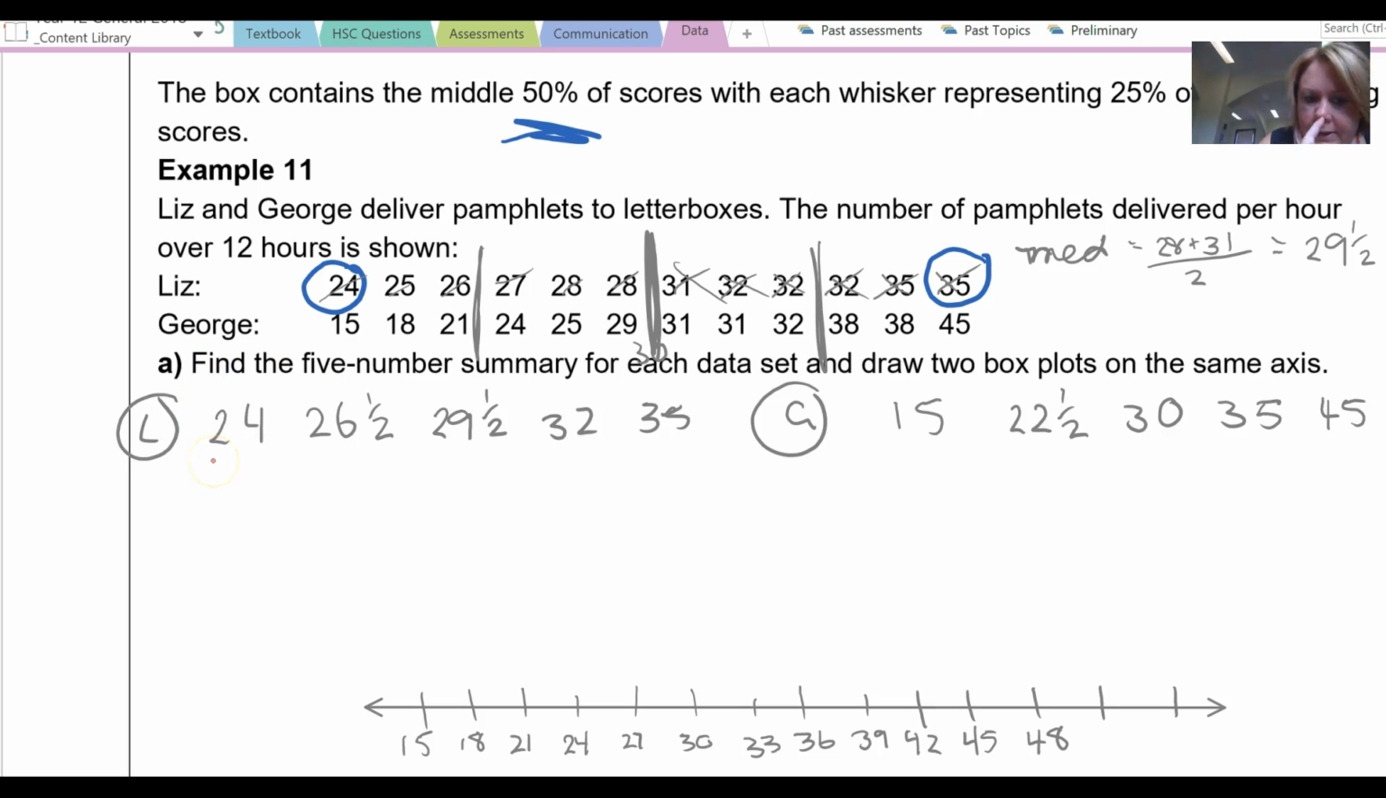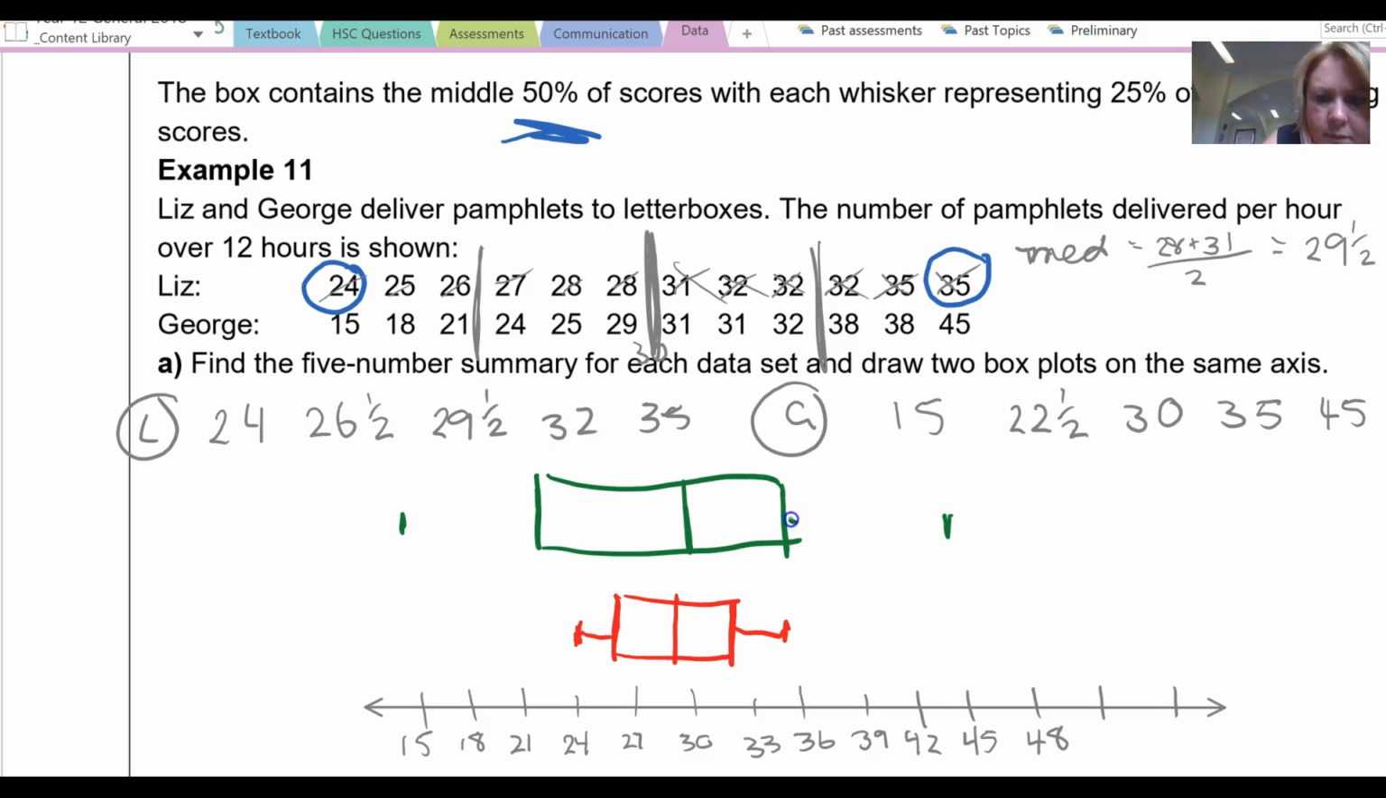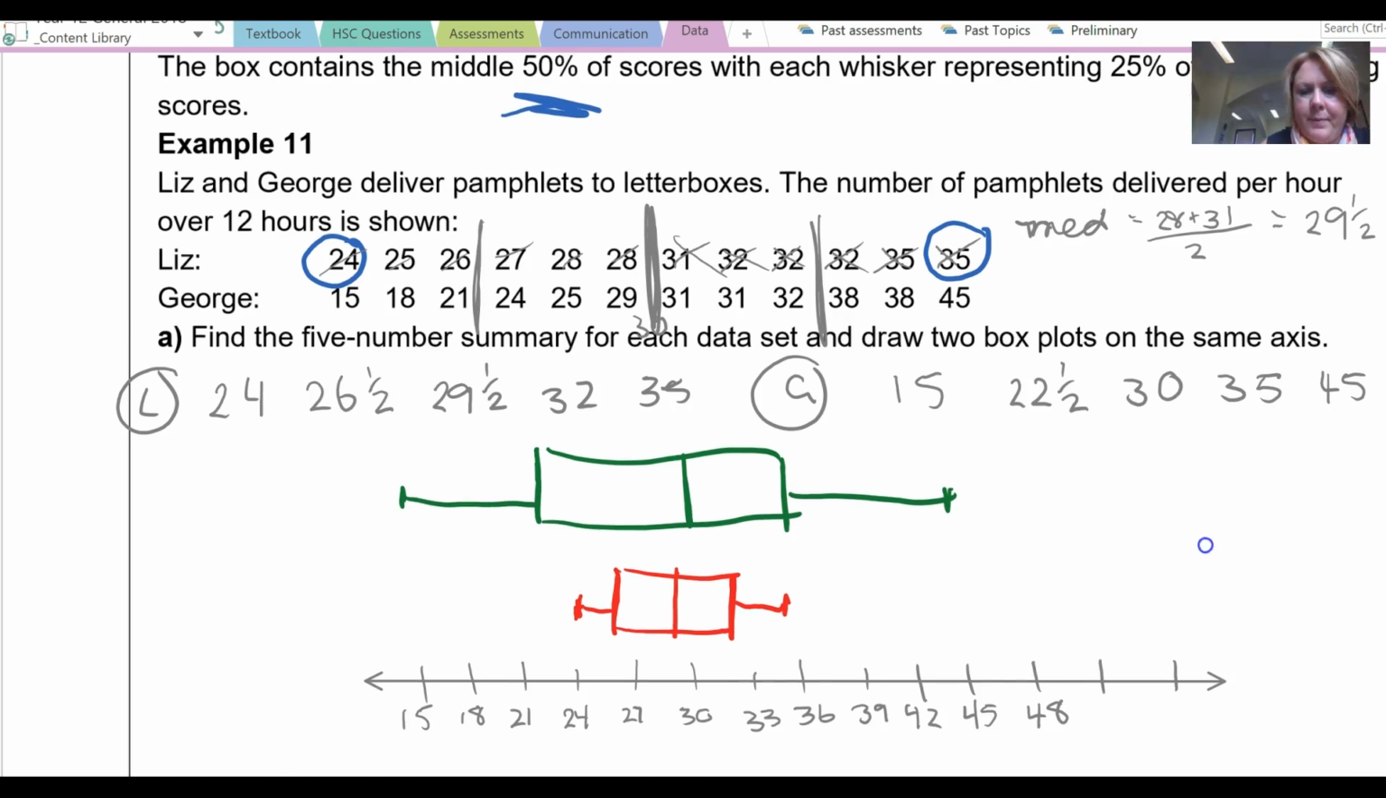Okay, Lisa starts at 24. She goes 26.5, which is a big one, 29.5, which is another big one, 32, and 35. That's Lisa's. George starts at 15, and I'll just do it above it, 22.5, 30, 35, and 45. And yours would look better than that.